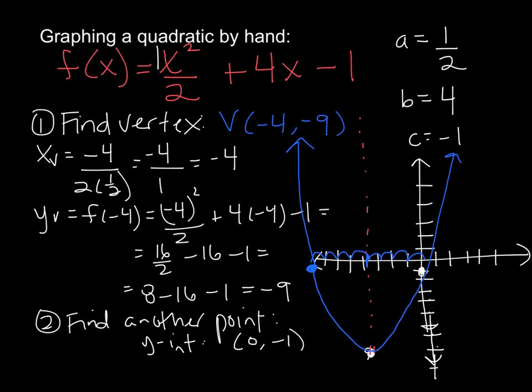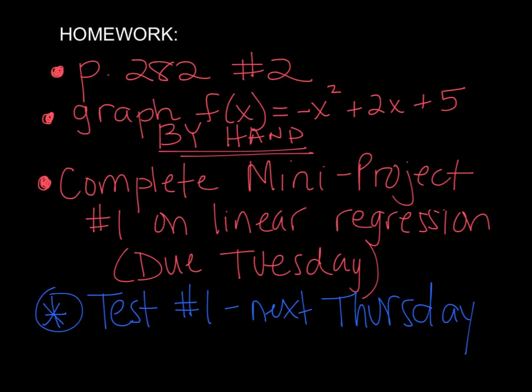So I did that by finding another point, which was my y-intercept, always an easy point to find. And then I did a mirror image of that y-intercept, just figuring out how far away from the vertex I was, and then I went the other direction. And that gave me a third point that I could connect. Okay, so we're definitely going to do another one of those in class, but I am going to have you try one of those by hand at home as well this weekend, and I'd like you to use this as a model. So this last slide is your homework, okay?